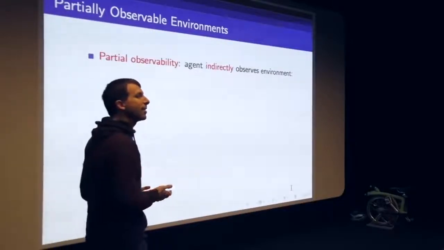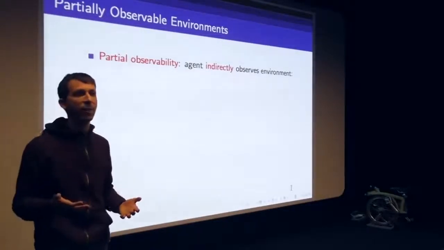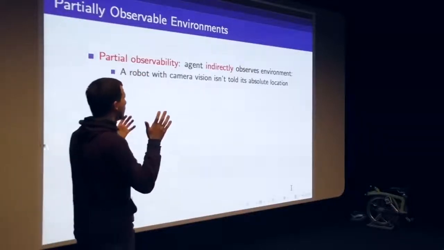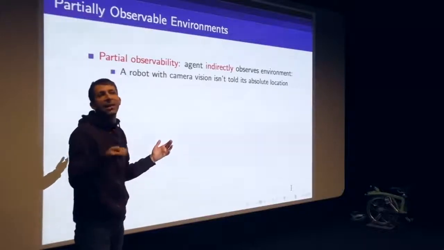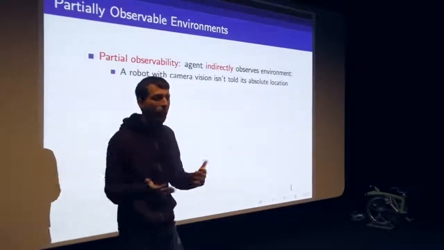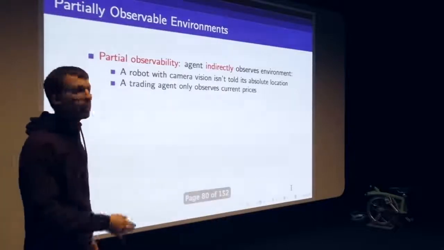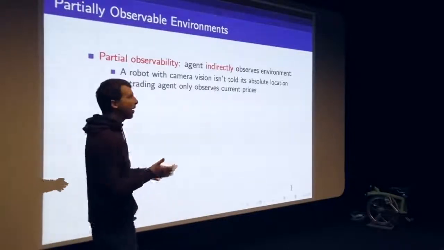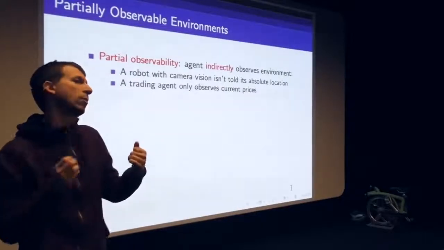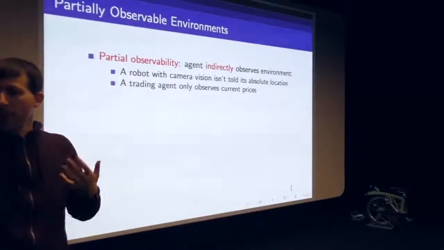So what about the other case? The other case is partially observable environments. So this is where the agent indirectly observes the environment. So it doesn't get to see everything about the environment. So for example, a robot with a camera, it might not know exactly where it is unless it has a GPS. Maybe it just gets to see this camera stream. It has to figure out for itself where it is within the room. It has to localize. Or another example would be a trading agent. This trading agent might only observe the current prices, but it might not know the trends or where these prices are coming from. It has to just figure out what to do next based on partial information.